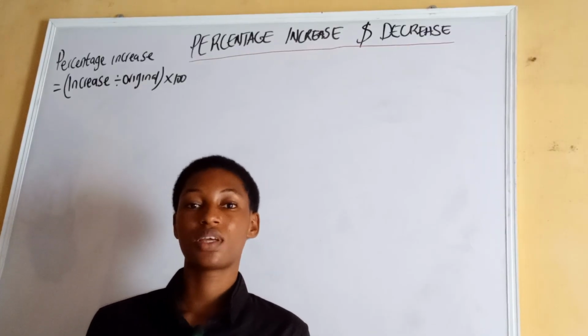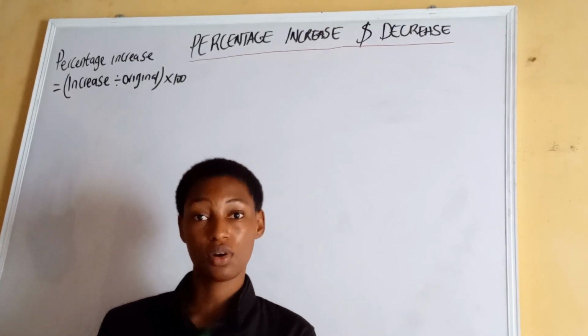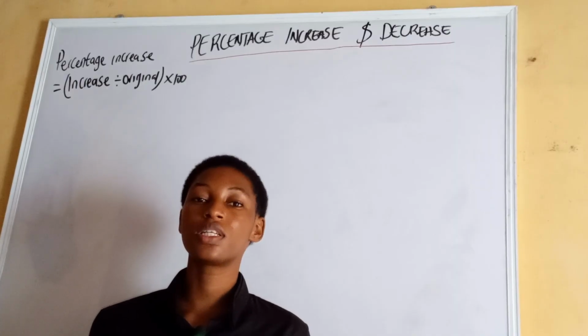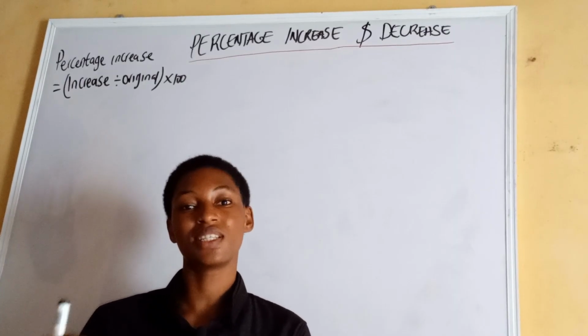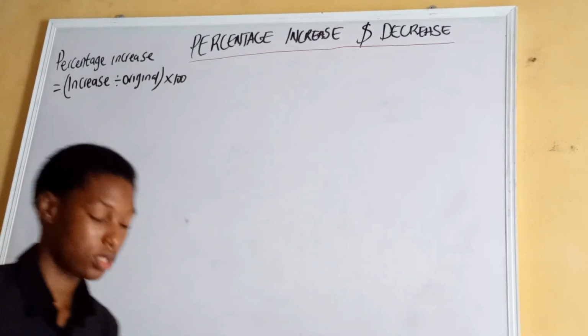Now think about it this way. Imagine if your pocket money increased from 200 naira to 250 naira. You call it percentage increase. The question is, what is the percentage it was increased by? To work that out, you would have to do this.